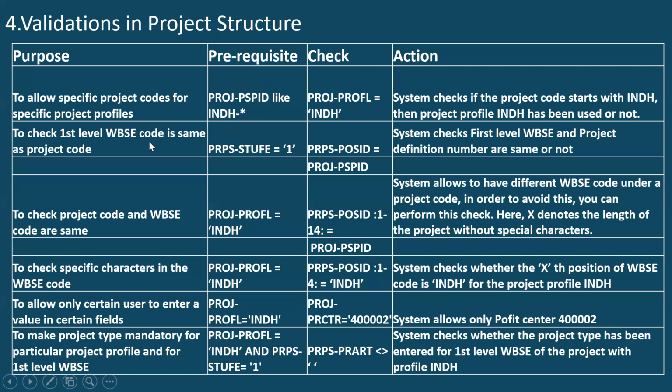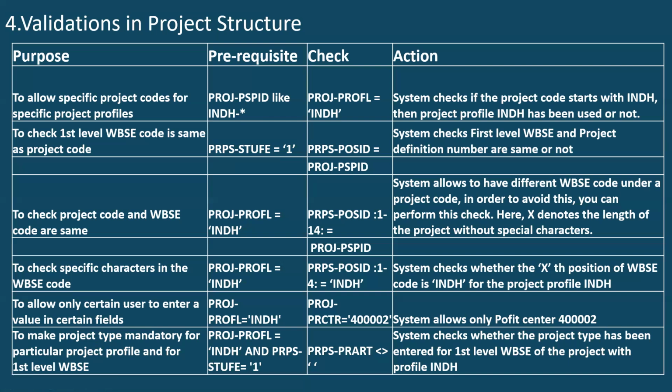Next thing is to check that the first level WBS code is the same as the project code. This I explained in the initial video. So at level 1, always the project definition and the root WBS must be the same. For that, I have a field similar to PSPID in the WBS element table also. The table for project definition is different. The table for WBS elements is different. The entire WBS elements are stored in PRPS. The entire project definitions that we created are stored in PROJ.